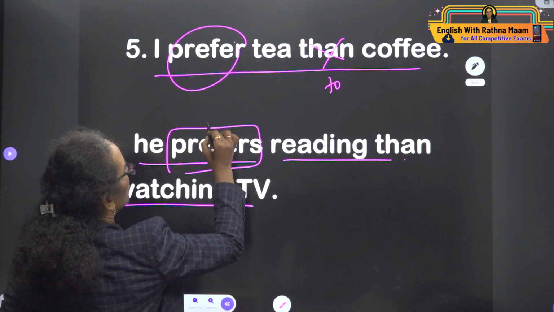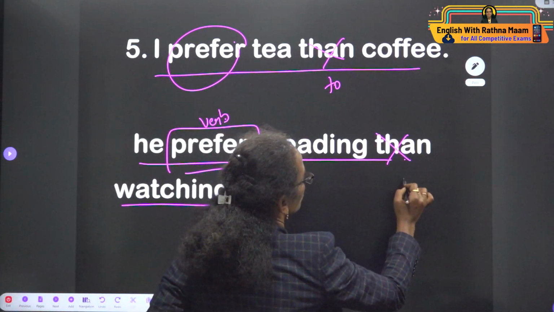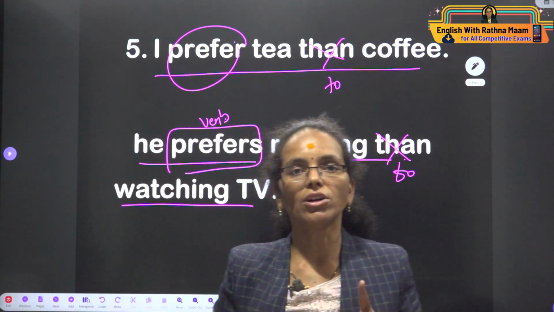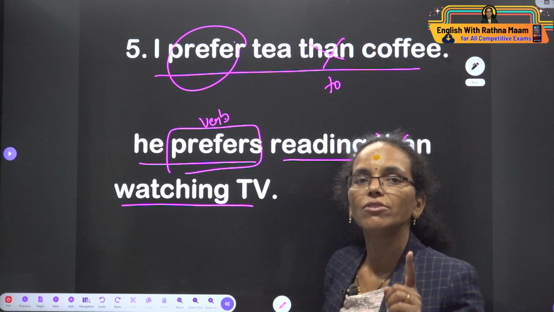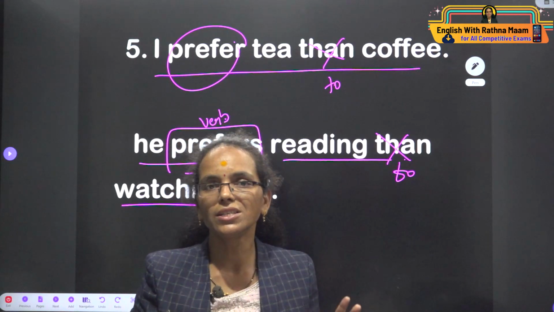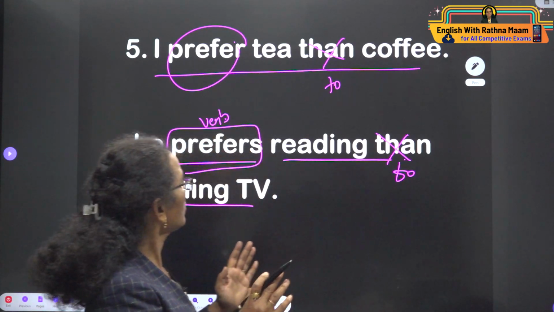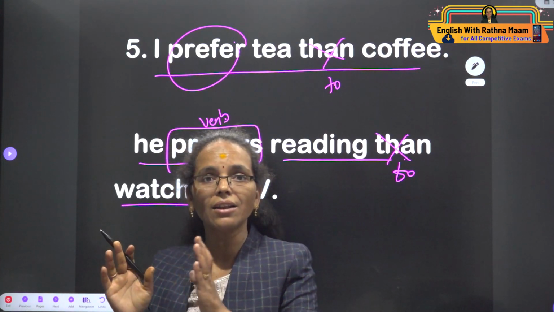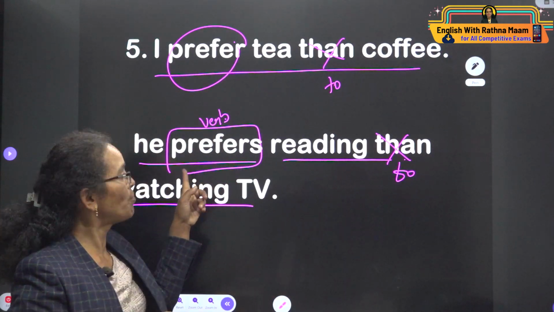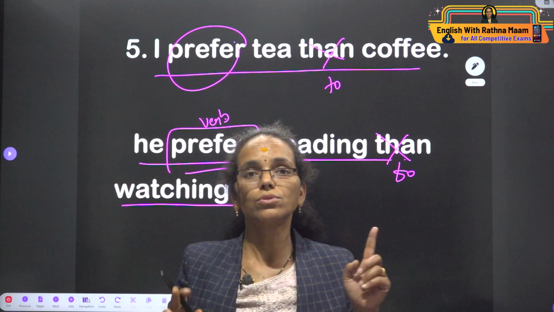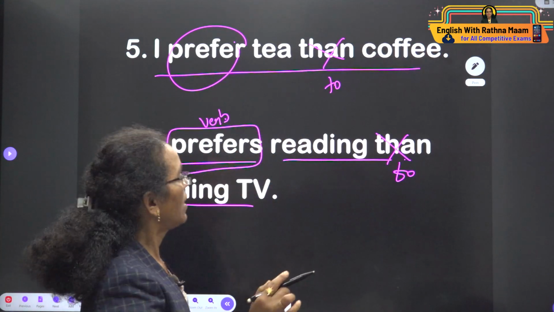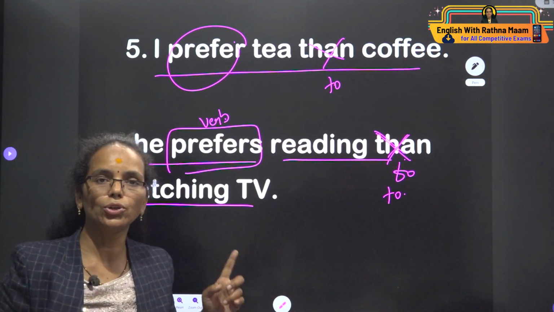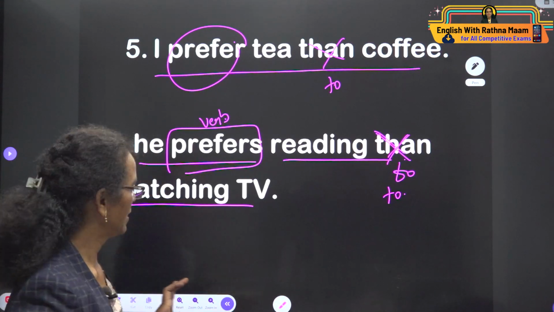Next one, he prefers reading than watching TV. Again, here the verb is prefer. It should be followed by to, not by than. So, he prefers reading to watching TV. What does it mean? He likes reading. I am using than when I am comparing. But when we use prefer as a verb, we should not use than. Here we can use only to. He prefers reading to watching TV. Right?